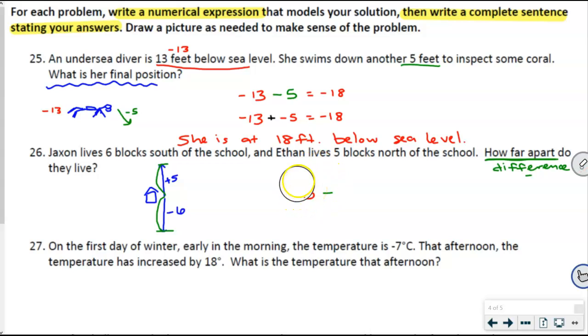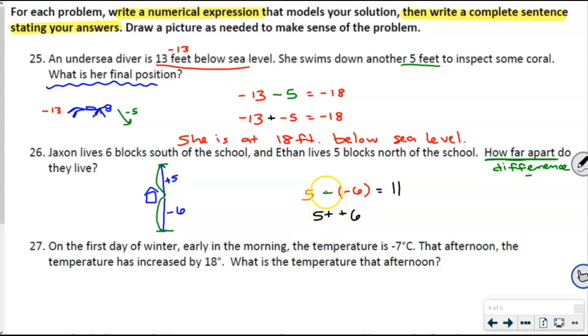I'm going to do that in yellow because it's positive 5 minus a -6. What does minus a negative end up being? It works the same as adding a positive, right? It works the same, so I know that it's going to be 11.